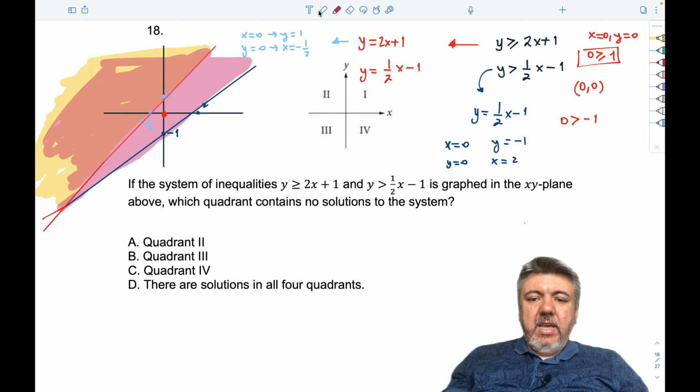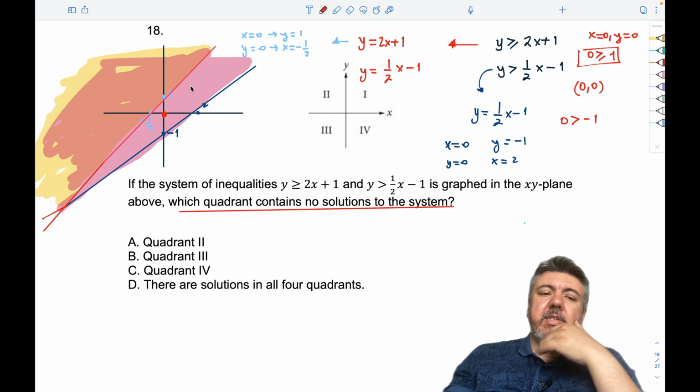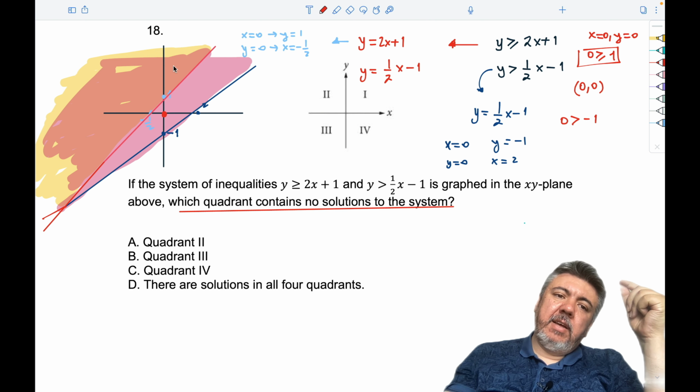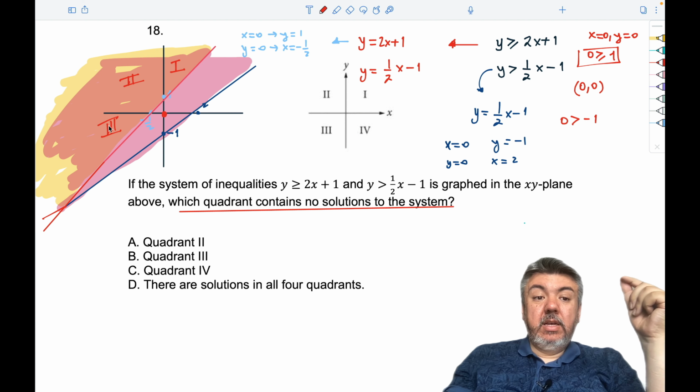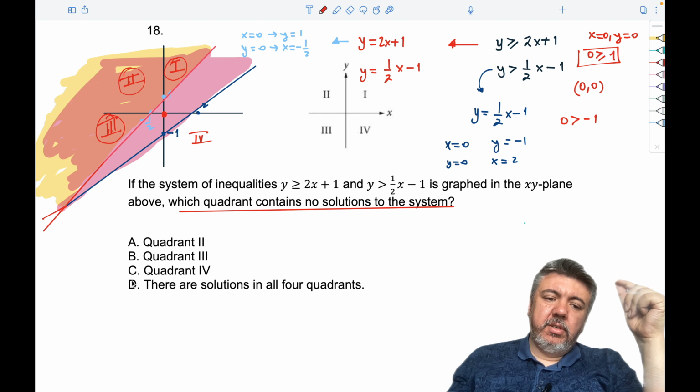So what does it say? Which quadrant contains no solutions to this system? The system means both colors are applied. The first quadrant has a solution, the second quadrant has, the third quadrant has a solution. But the fourth quadrant doesn't have a solution.